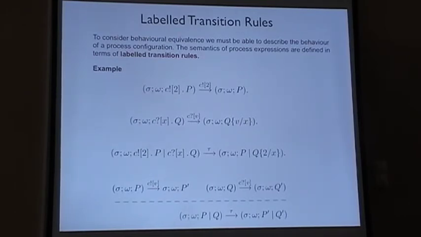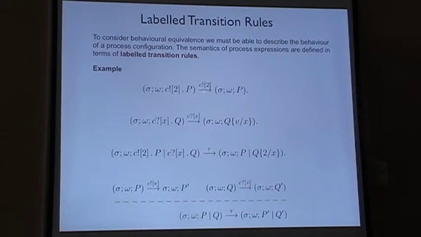To understand the concept of behavioral equivalence, we must be able to describe the behavior of a process configuration, and for that the semantics of process expressions are defined in terms of labelled transition rules. We have the first transition. We can see that this is an output transition where the process sends out the parameter 2 through the channel C, and we get this configuration. And this is an input transition where we have another process Q which receives the input, and V over X means that the variable X is substituted by the value V.